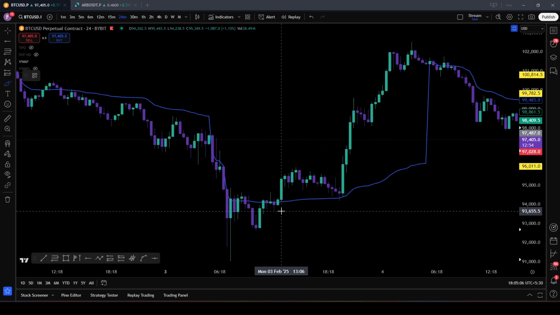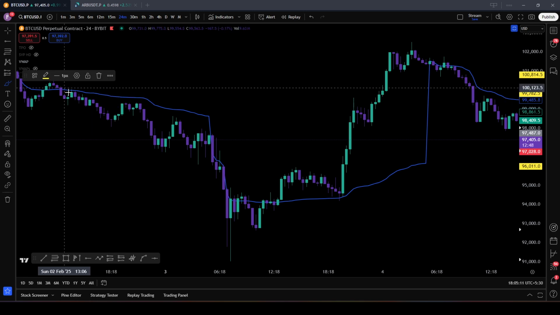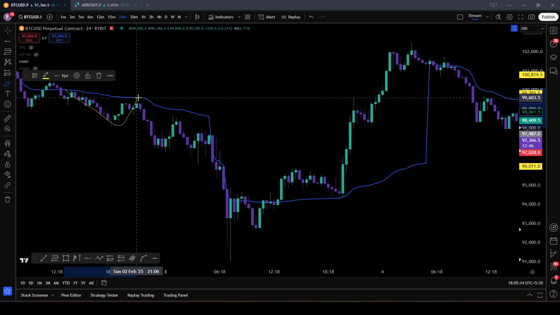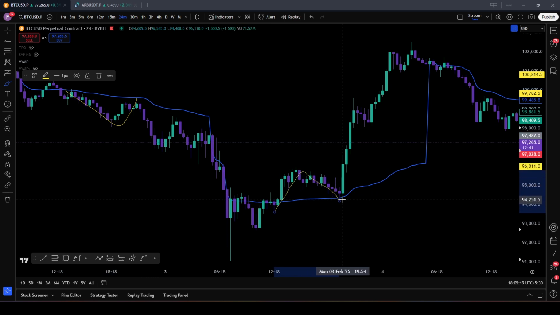VWAP also acts as a support and resistance level, just as how we have been checking it out, how every time in a downtrend your VWAP works as a resistance and in an uptrend it works as a support level. So you should always consider these levels for entries and even for exits as well.